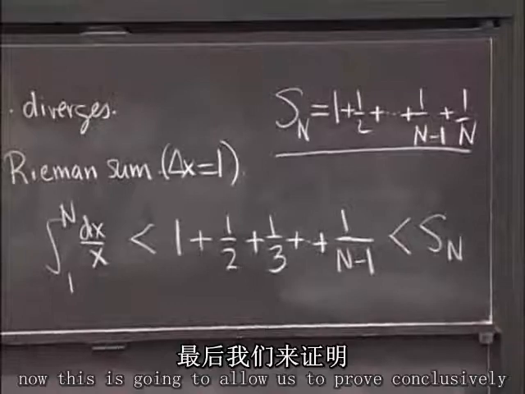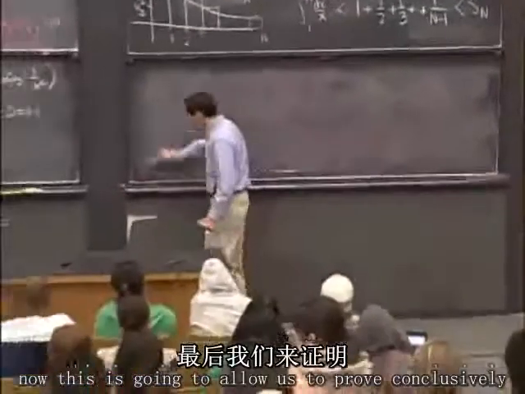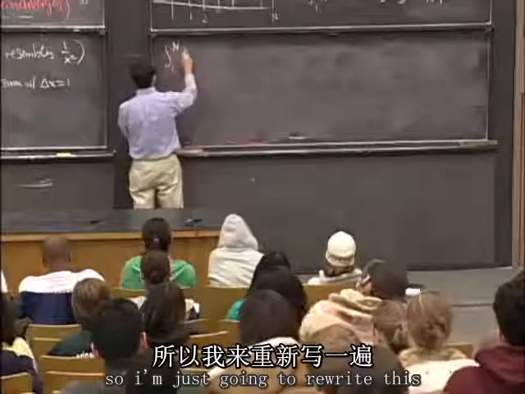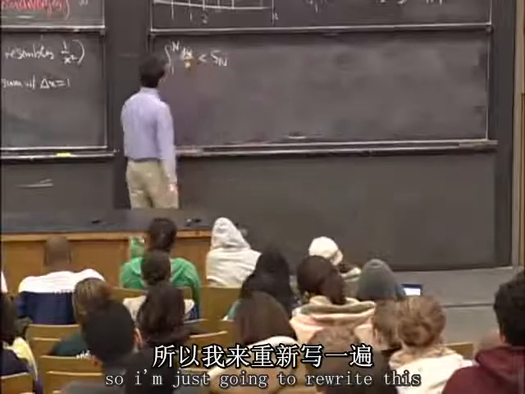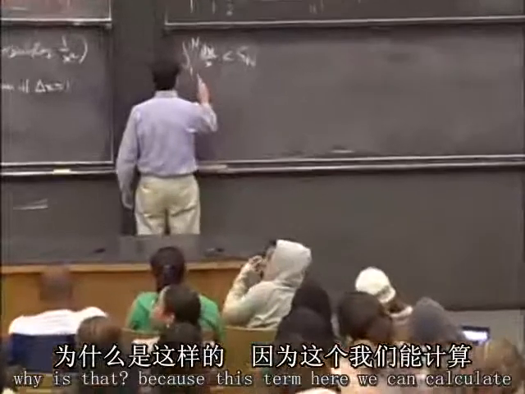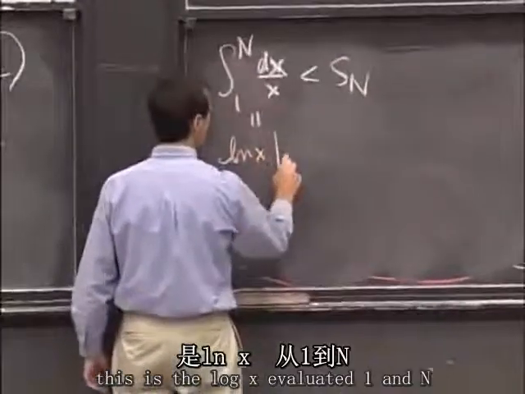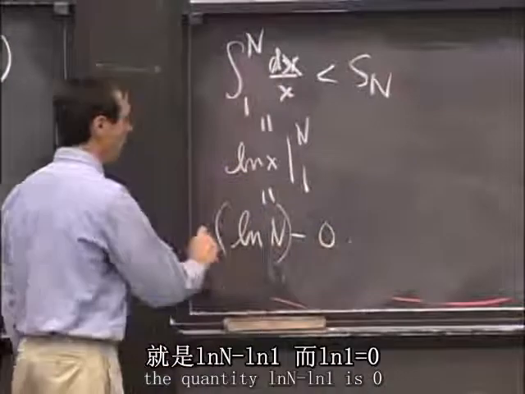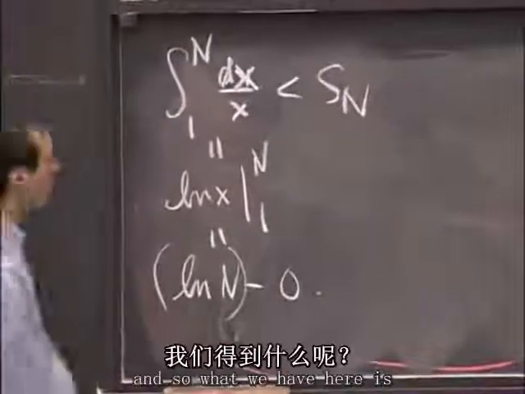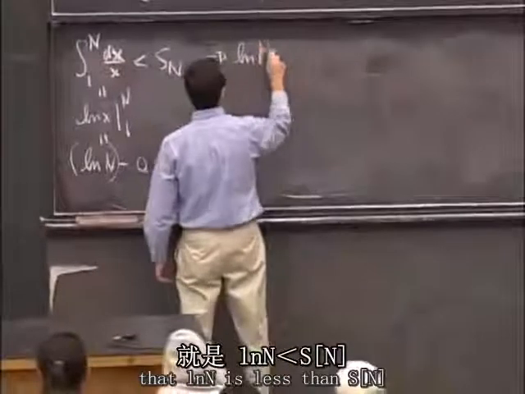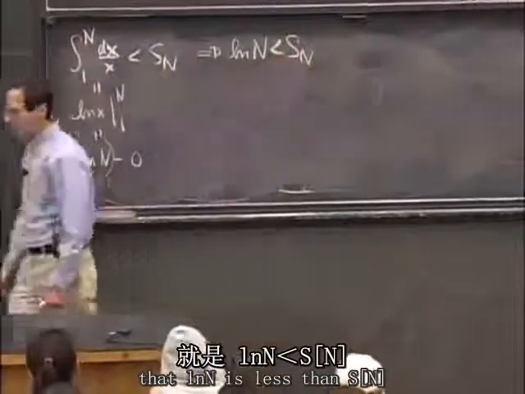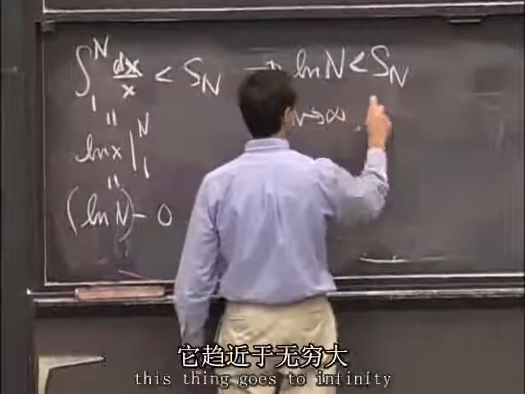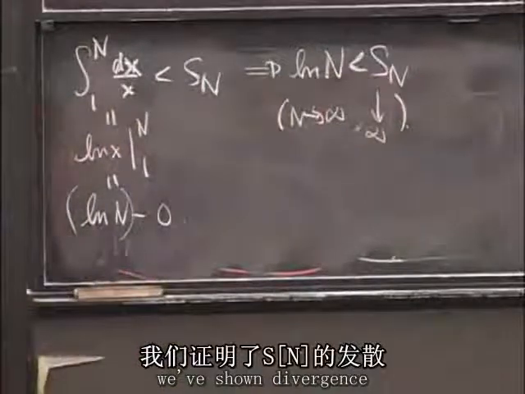Now this is going to allow us to prove conclusively that the sum diverges. Why is that? Because this term here we can calculate. This is log x evaluated at 1 and n, which is the same thing as log n minus log 1, which is 0. And so what we have here is that log n is less than Sn. All right? And clearly, as n goes to infinity, this thing goes to infinity. So we're done. We've shown divergence.